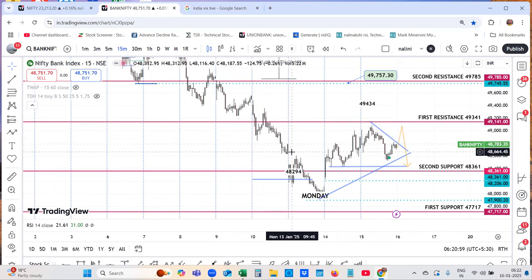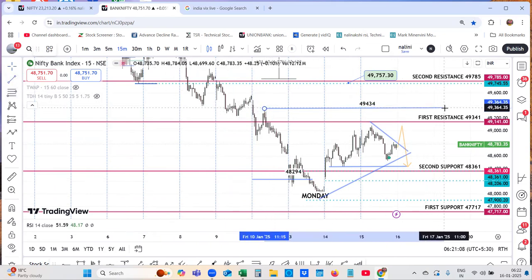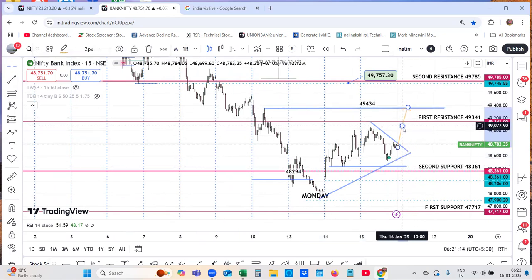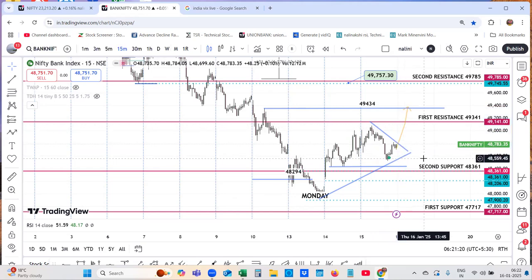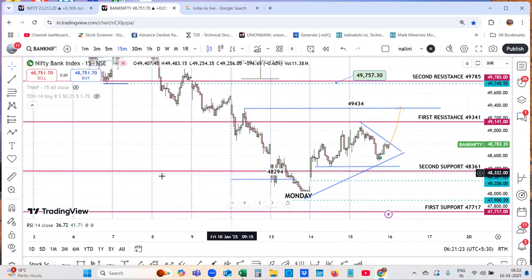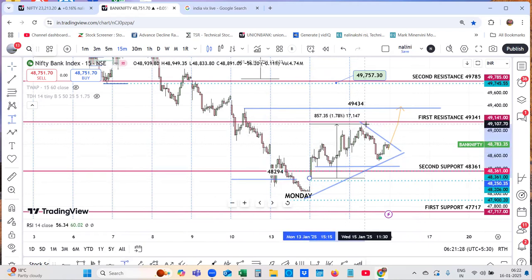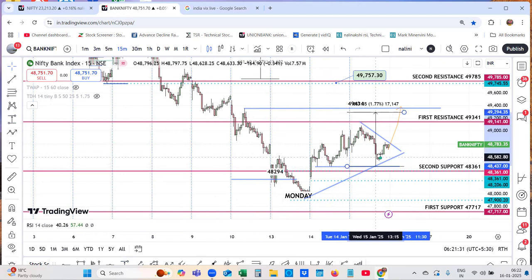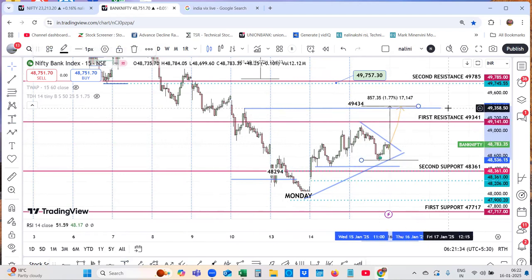From Friday, it has come down. So the market can make an attempt to this level. Go up to this level. Can rally up to this level, like this. It can show a trend structure, because if I measure this trend move, it comes to this level, 49,400 and 358 to 434.